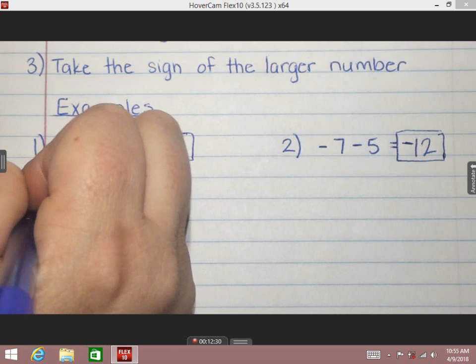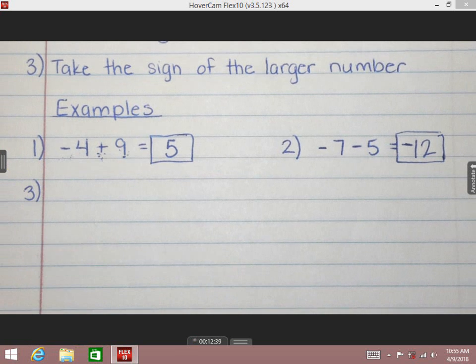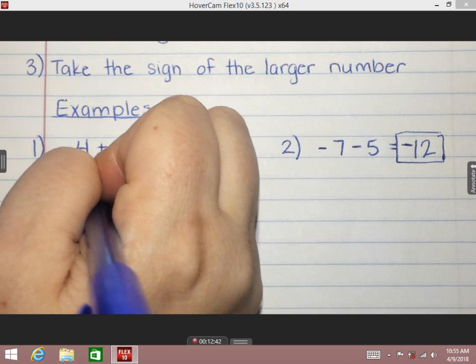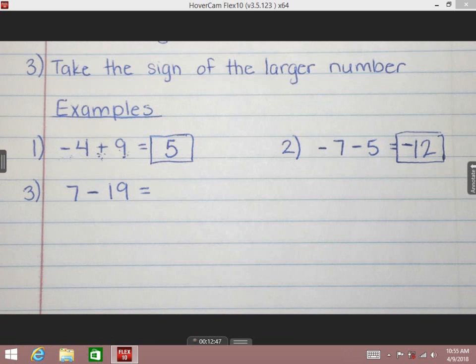All right, number 3. For number 3, we're going to do 7 minus 19. Now guys, in the past when we've seen this problem, we just wouldn't work it because can we do a small number minus a big number? No. In the past, we could not. All right, but now what we're going to do is use these rules and see if we can work it with the rules.